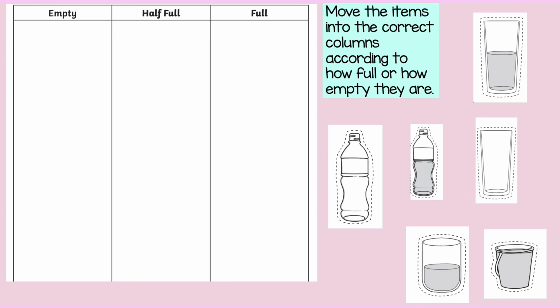Your Jamboard activities for today, is you're going to be moving these items, these glasses here, all of these into the correct column. So if you can see that this item here is half full, you need to move it into the column that says half full. And you need to keep going until all the pictures are moved into the correct columns.